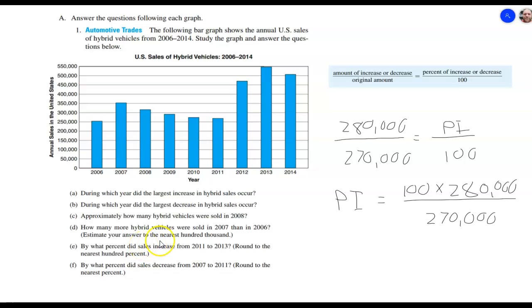All right, remember, I basically used this same process here, but you can also just take the difference, divide by the original amount, like I did here, and then you're going to end up multiplying by 100. All right, so let's take a look at another example.